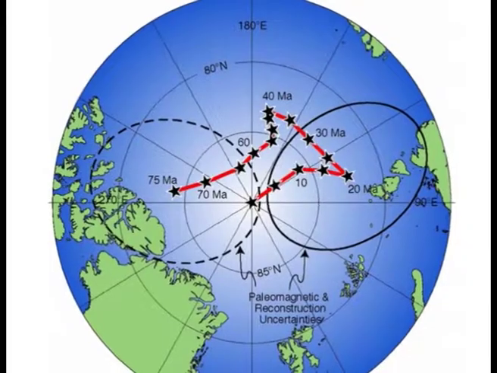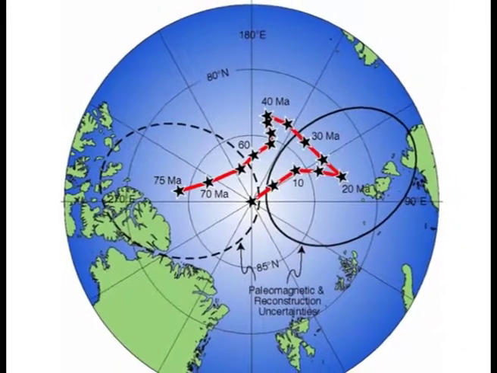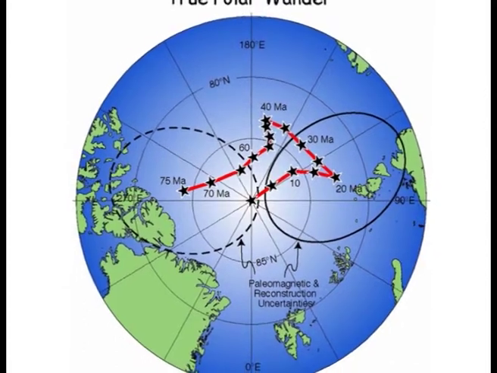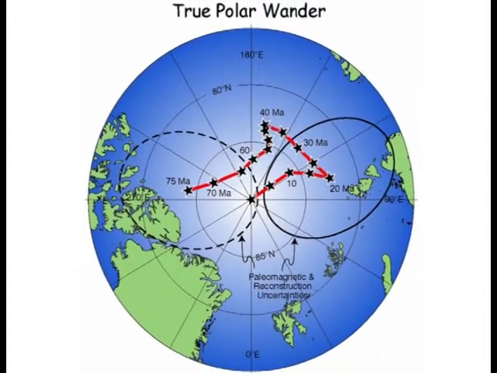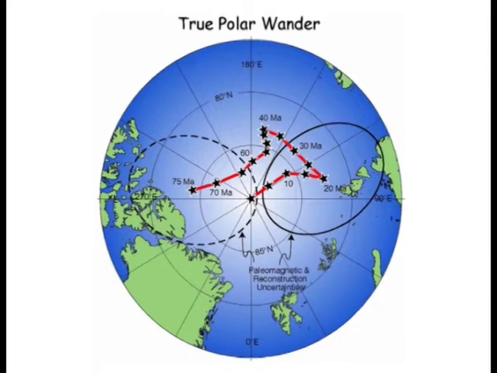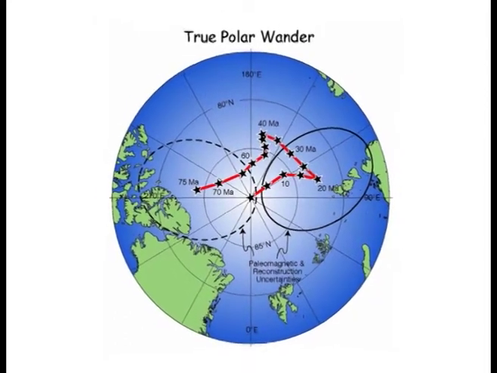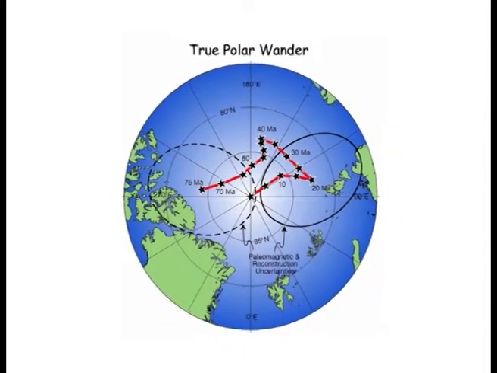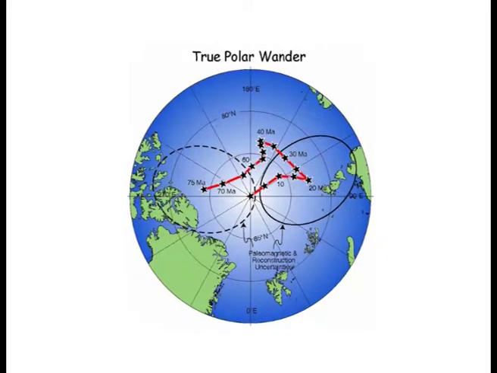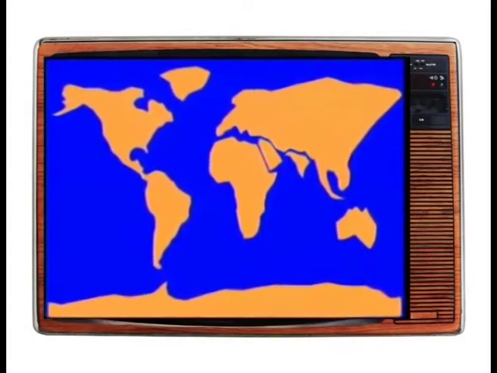Number 4. Apparent polar wander. Paleomagnetism on the continents shows either poles have moved or continents have moved relative to poles. Since not all apparent polar wander curves show the same motion, poles are not moving, but continents are. They really should be called continent wander curves.